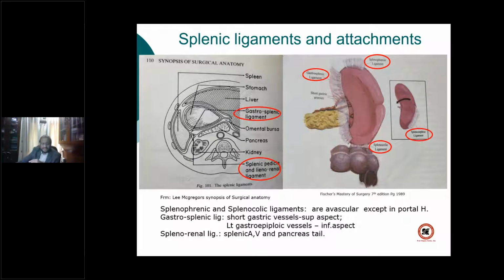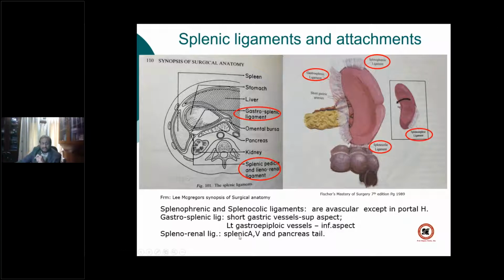The gastrosplenic ligament is important. Why? Because you've got the two terminal branches of the splenic artery there, which are very important. Why? They're supplying the whole of the greater curvature of the stomach, namely the short gastric vessels supplying the superior aspect of the greater curvature, and the left gastroepiploic supplying the inferior aspect of the greater curvature.